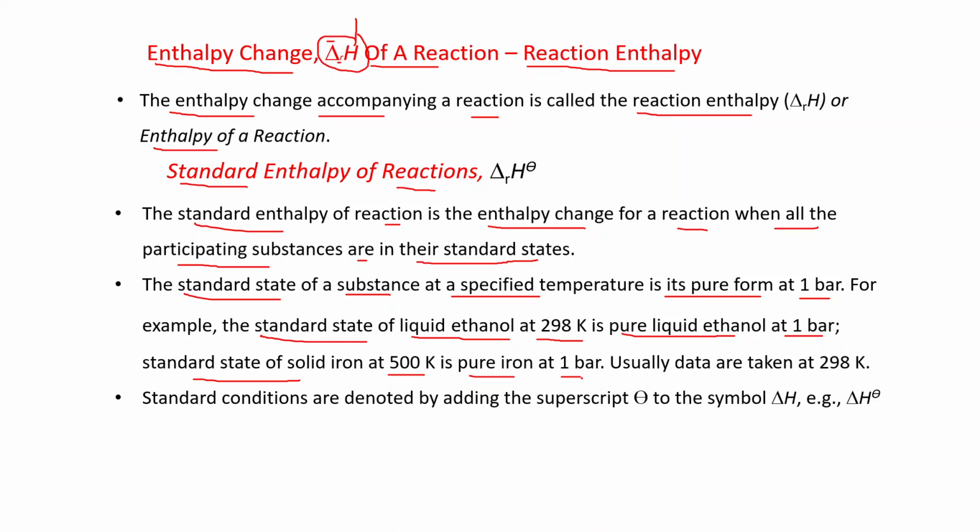Clear? In this case, temperature may be changed, but pressure is 1 bar, and another condition is that the substance should be pure. But usually data are taken at 298 Kelvin. Standard conditions are denoted by adding the superscript ° to the symbol delta H. For example, this is the standard enthalpy, and if we want to write the standard enthalpy of reaction, then we will write this. Clear?